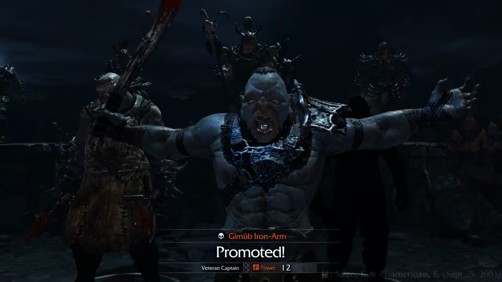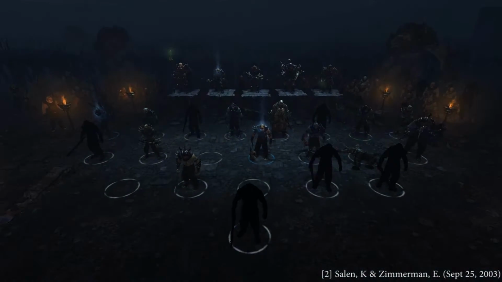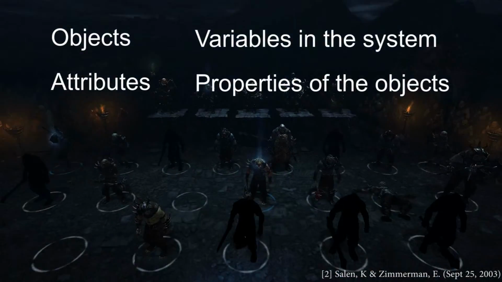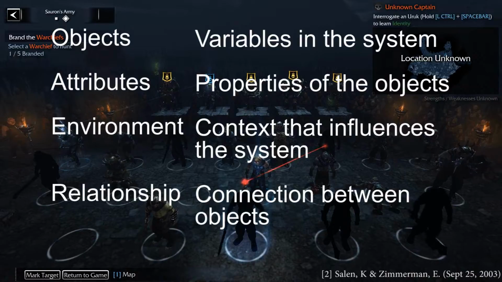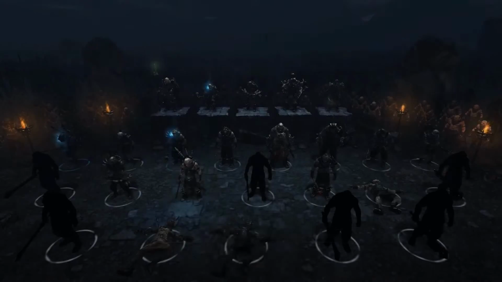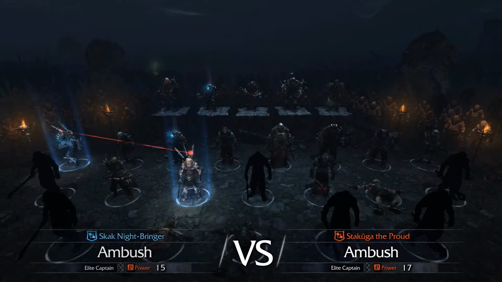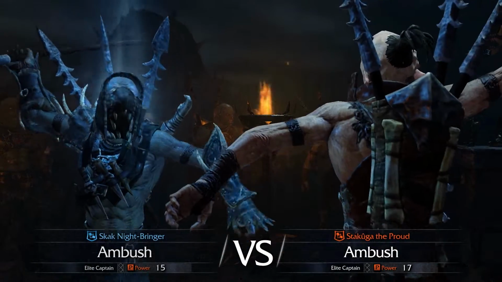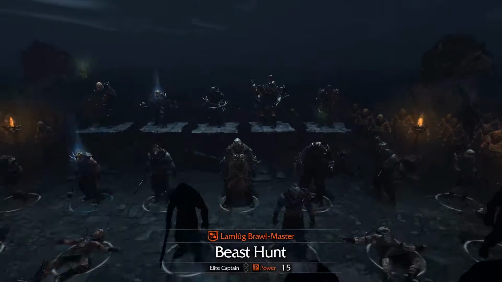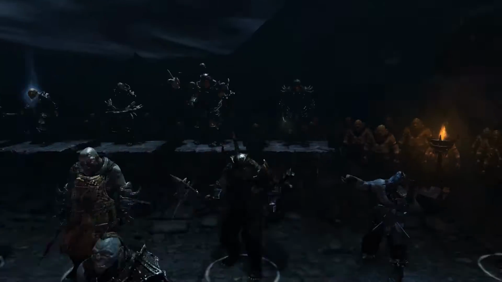According to Rules of Play by Katie Salen and Eric Zimmerman, there are 4 main system elements: objects, attributes, environment, and relationships. These elements create and interact with the social structure of the AI, making and affecting the hierarchy of power and influence. At the top of the hierarchy are the most influential, not necessarily the most powerful, but certainly they are difficult to battle.